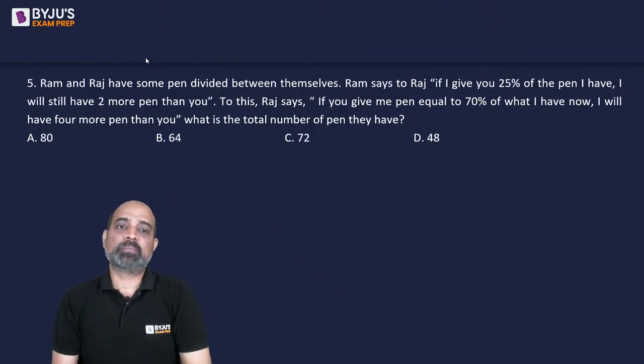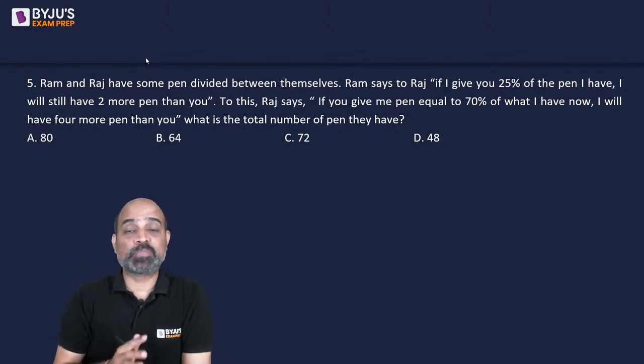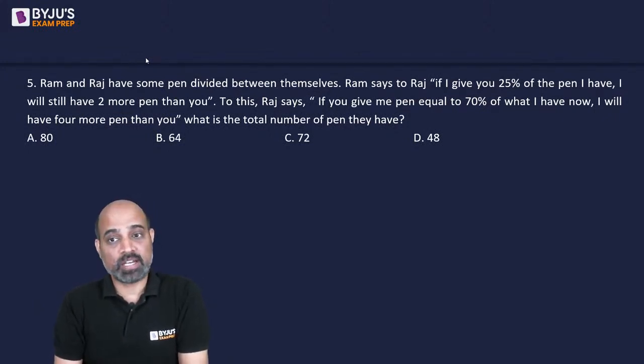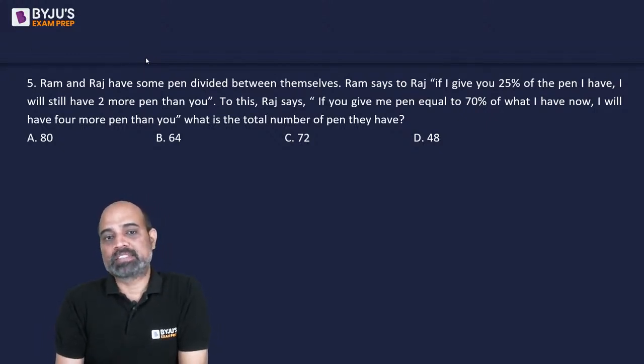Ram and Raj have some pens divided between themselves. Ram says to Raj, if I give you 25% of the pens I have, I will still have 2 more pens than you. And to this, Raj says, if you give me pens equal to 70% of what I have now, I will have 4 more pens than you have. What is the total number of pens they have?